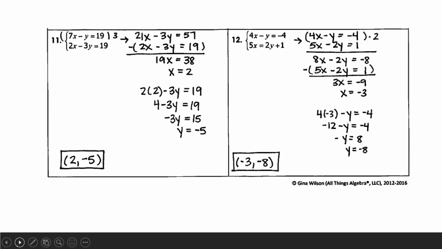12, let's see, I multiplied the top one by 2 so I can eliminate the 2 y's. I solve for x, I get negative 3, and then plug in the negative 3, and I got y is negative 8. So my solution is negative 3, negative 8.